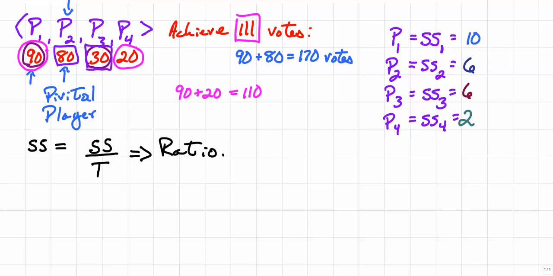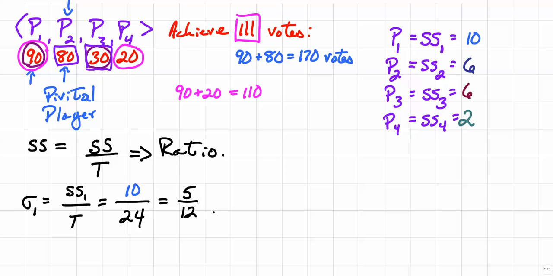So, sigma sub 1 will be equal to SS sub 1 divided by T, which in this case will be equal to 10. We're going to divide by T, which was 24. Remember that from previous in the problem. Now we always want to reduce to simplest form. Do not convert it into a decimal. Remember that you will always reduce this to simplest form. So in this case we have 5 over 12.